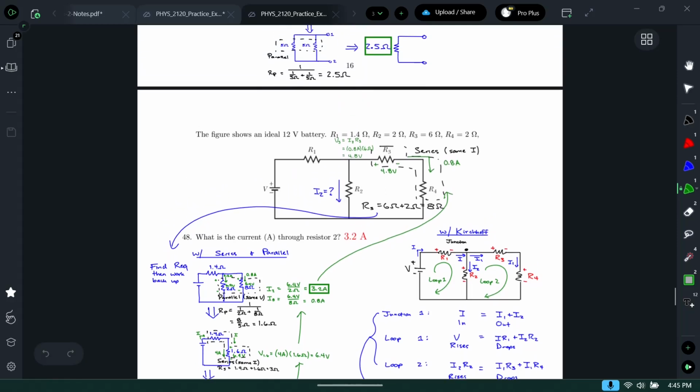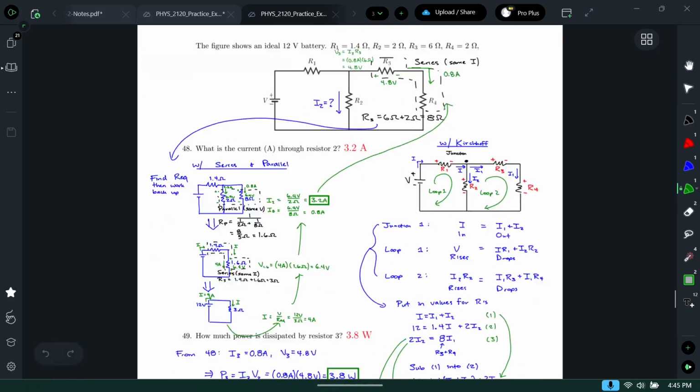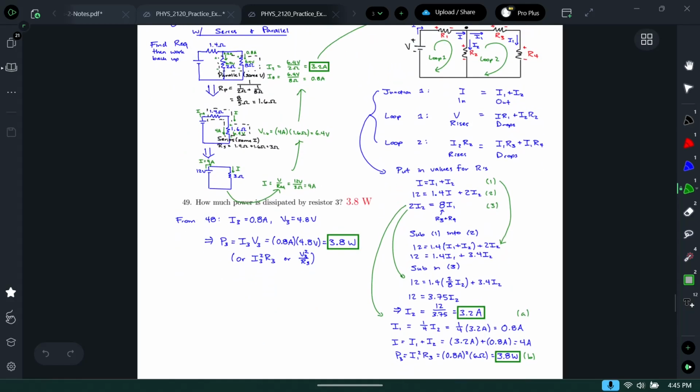But anyway, looks like we got the correct answer, 3.2 amps, and then 3.8 watts. I found the right voltage, I found the right current, so I'm thinking that's going to work out too.